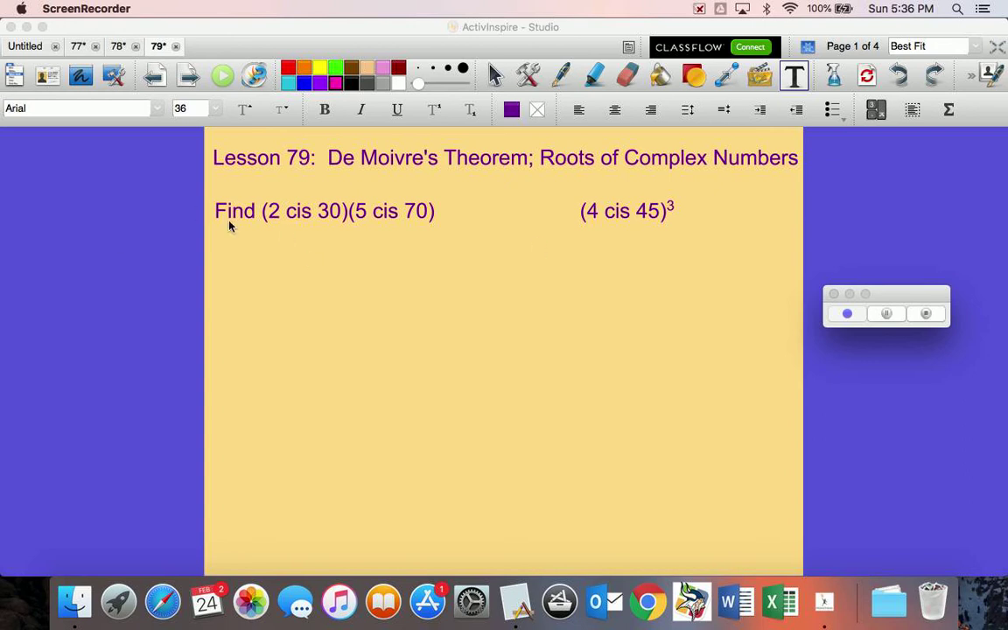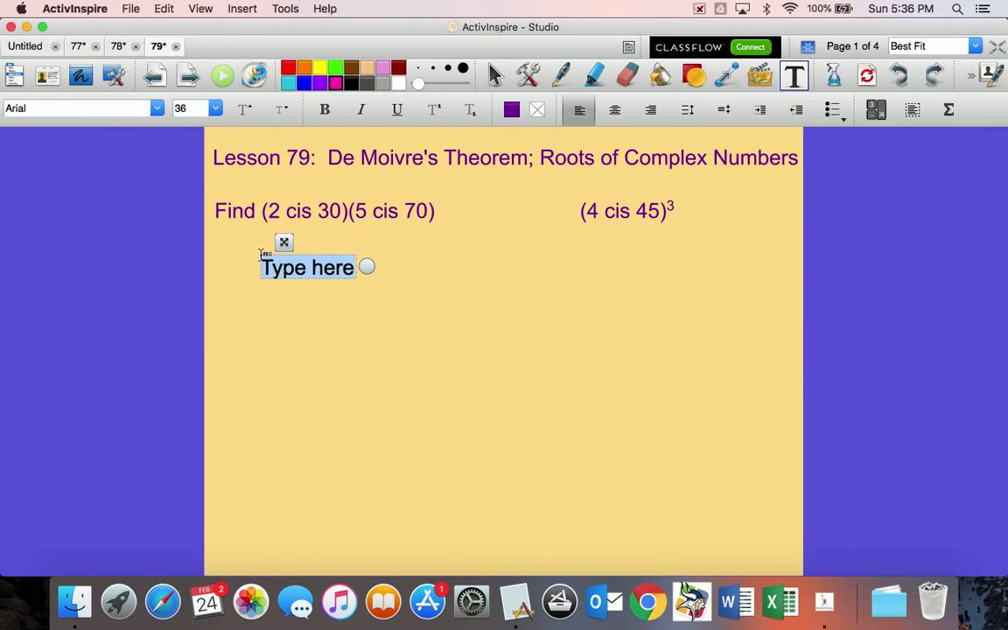If we were asked to find what 2 CIS of 30 times 5 CIS of 70 is, you know that what we do first is the 2 and the 5, we multiply those together, we bring the CIS along with it, and then 30 plus 70 gives us 100 degrees. So we'd have 10 CIS of 100. If it just says to leave it in polar, there's our polar and we're good to go. If they ask you to do it in rectangular, which we'll do on the next page, then you're going to have to do a little bit more work. But we'll just leave this in polar for now.